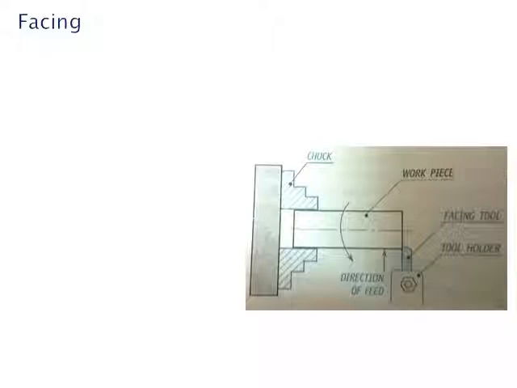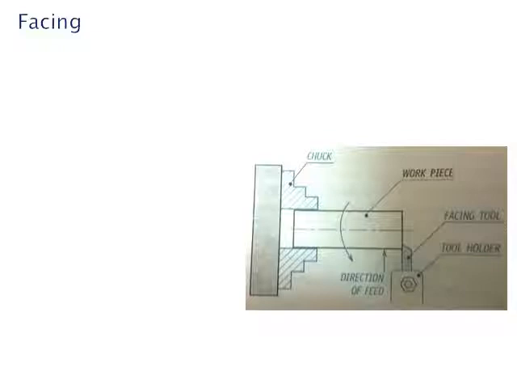Next you can go for the facing operation. Suppose in this example, this is a chuck, this is the headstock, this one is a workpiece, and this is a single point cutting tool. This is rotating. In this case, the tool is moving perpendicular to the axis of rotation of the workpiece to reduce the length. In the last case it was to reduce the diameter, but in this facing operation it is to reduce the length of the given raw material as per your requirement.